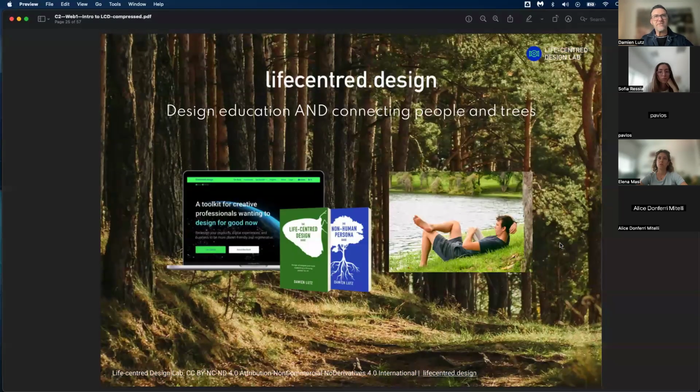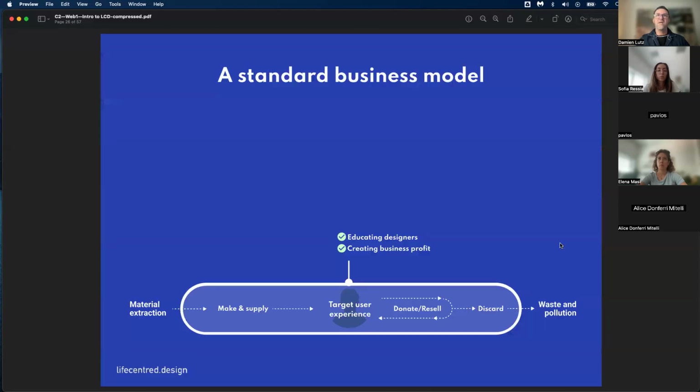This is an interesting thing about life-centered design: when you start to connect to these global goals and to these non-human aspects, you realize there's a dual purpose to your business or your project. For me, it's about design education, but I'm also looking at how to connect people with trees and make more people aware of where the materials come from, where they enjoy my books.